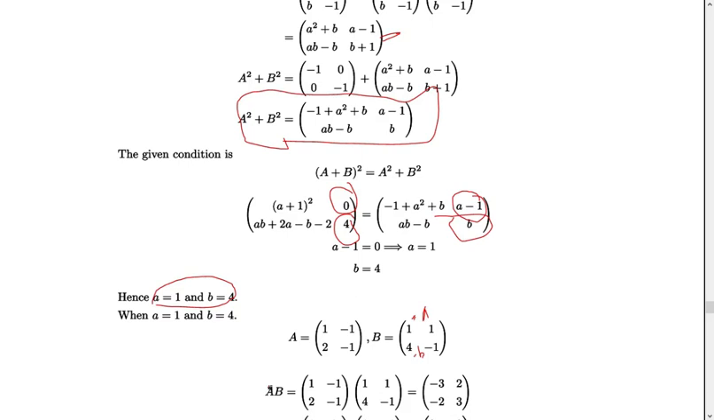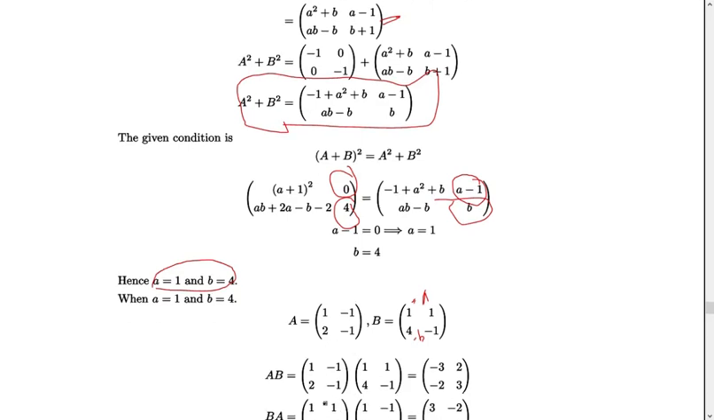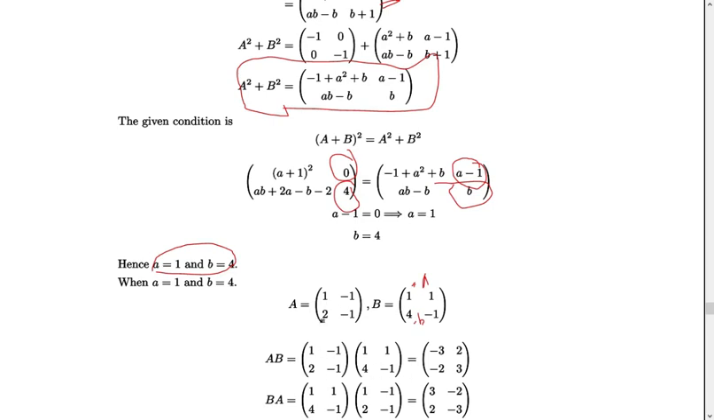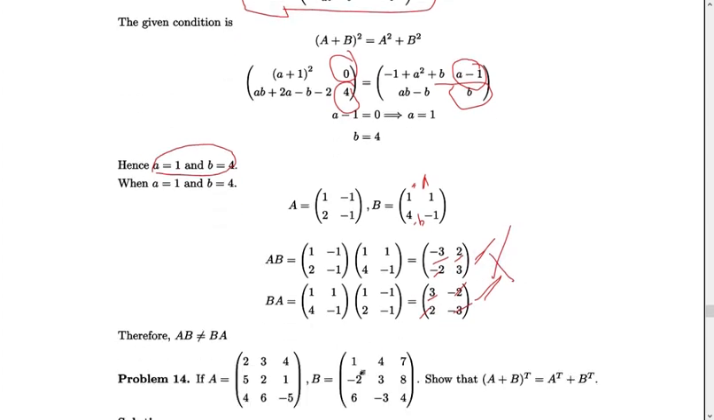Okay, so we have to check whether AB is equal to BA or not. A into B is this matrix multiplied by this matrix, so the multiplication is this one, and BA is B into A, it's also the same. Are these two matrices equal? No, the first entry is minus 3, here the first entry is 3, this one is 2, here minus 2, minus 2, 3, minus 3, therefore not equal. So AB is not equal to BA.